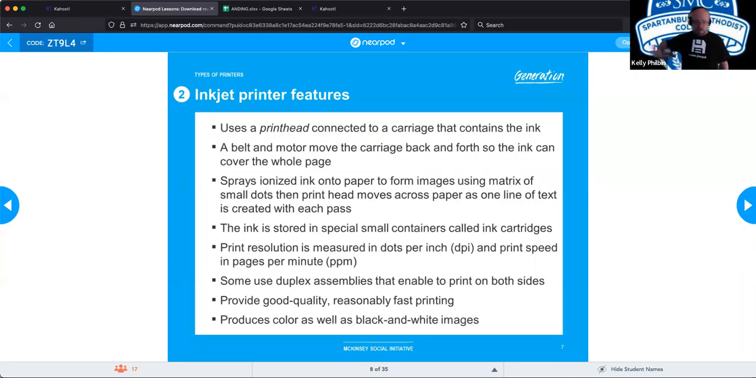So you'll see it'll print out once, then it will suck the page back in, flip it around, and print it back out the other side, and you have both sides of that page printed, allowing you to save paper, but use just as much ink. And they have relatively good quality, and it is reasonably fast printing.